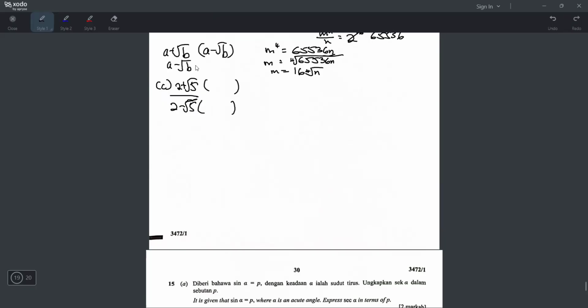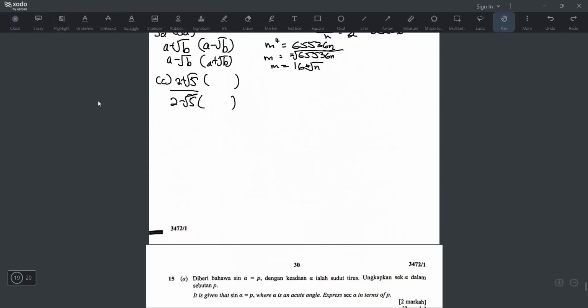And what if it's A minus square root B, then the conjugate surd will be A plus square root B. Okay. But that's if it has a plus or minus, right? But if there's no plus or minus, for example just square root A, then the conjugate surd will be square root A. Right? That means when you multiply with the conjugate surd, the square root will disappear.